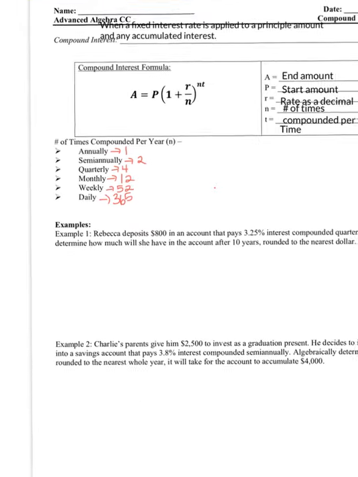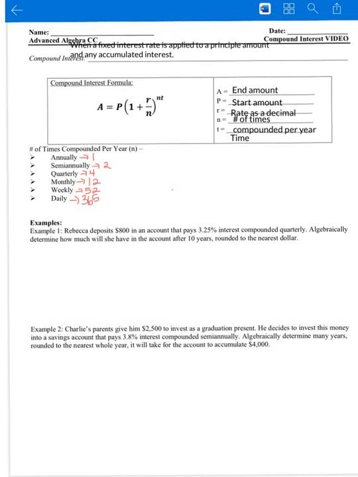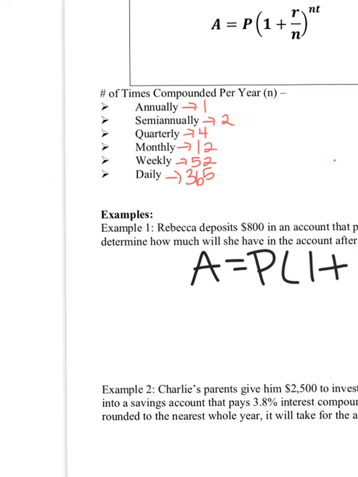Okay, so let's look at these examples. Number 1. Rebecca deposits $800 into an account that pays 3.25% interest compounded quarterly. Algebraically determine how much she will have in the account after 10 years. So again, I'm going to write down the formula: A equals P times 1 plus R over N raised to the NT. That way I know this is the formula that I'm working with, and then we figure out what we're solving for. Algebraically determine how much she will have is the future amount or the end amount. So we're trying to find that number, so we are going to be solving for A.